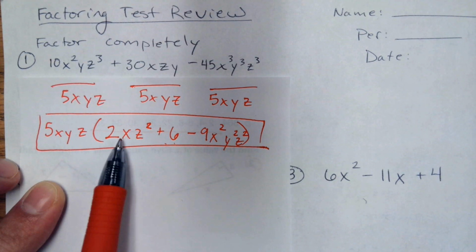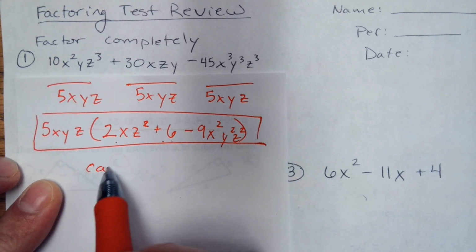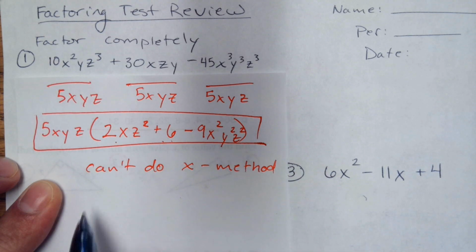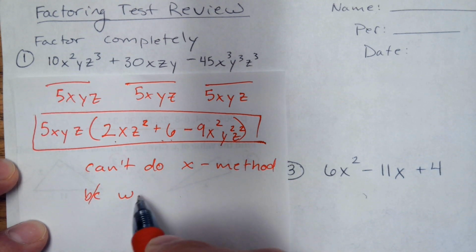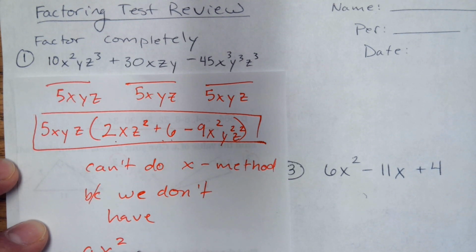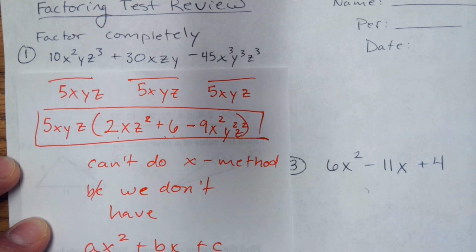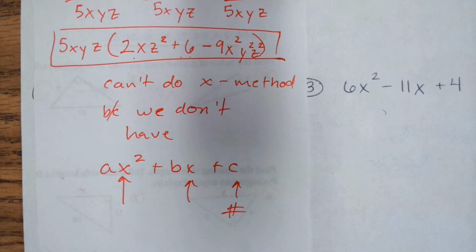No, we can't, because it's not x squared, x, and nothing. So maybe we can't do the X method because we don't have ax squared plus bx plus c. We need the x squared, we need an x, and then just a number there. Yeah. Okay. That's all.